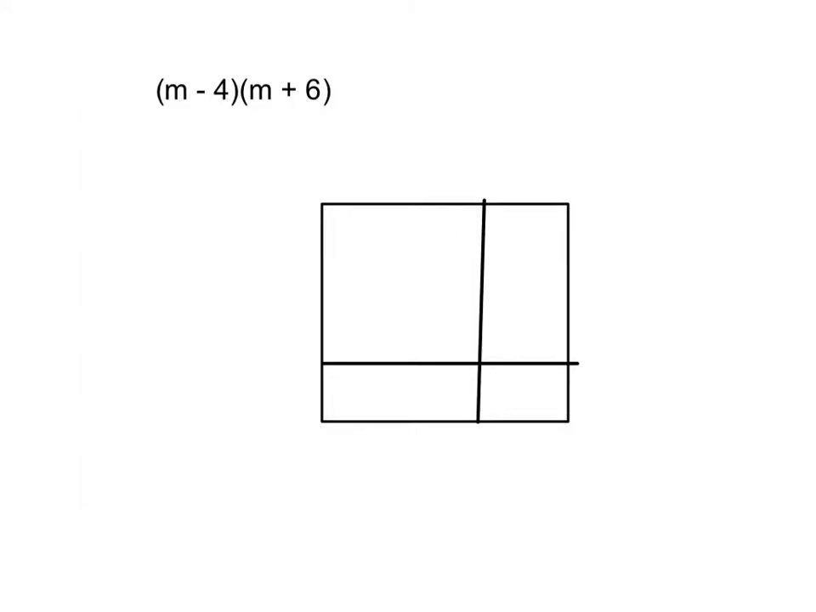Okay, so to review from Coach Holliday's video from the night before, when you are multiplying binomials, you have m minus 4 times m plus 6. These are both binomials because they have two terms apiece. If you want to use what we call the box method, that's where you look at it like you're finding the area of a rectangle.